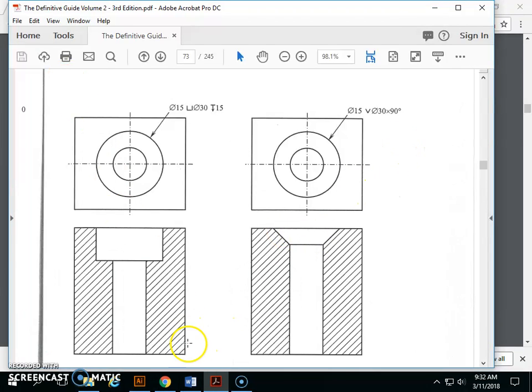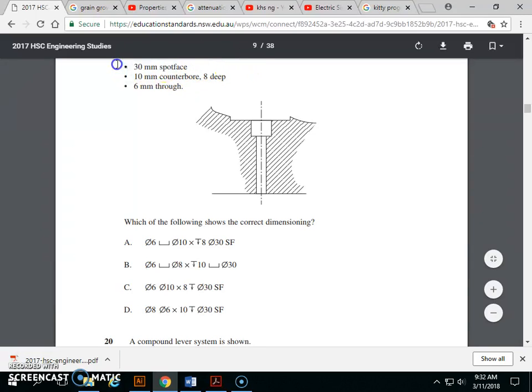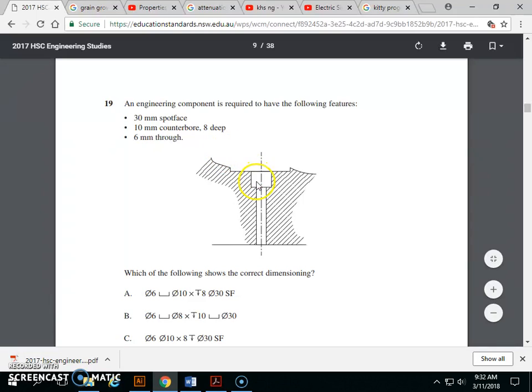So if we go back to our exam, we see, okay, what have we got here? Well, they're saying it's a spot face. I think spot facing should be above the ground. Maybe that's why I misspoke, but yeah.